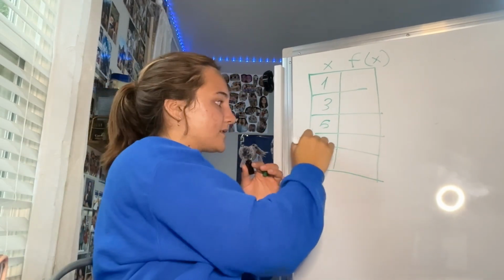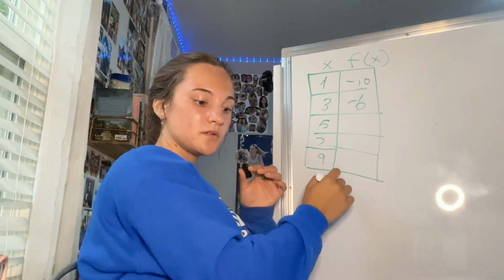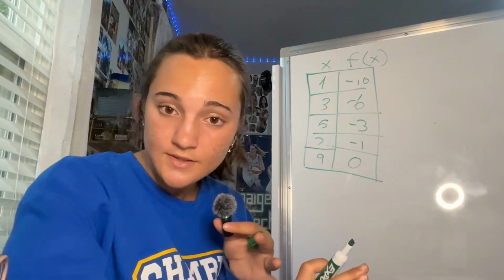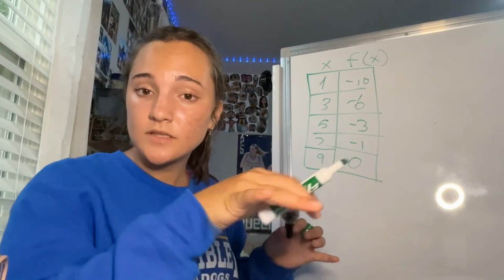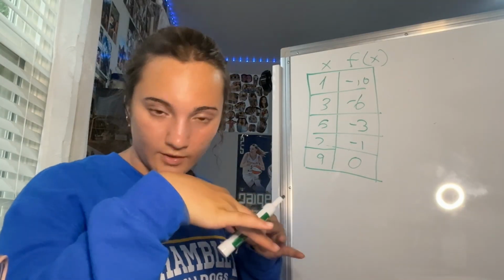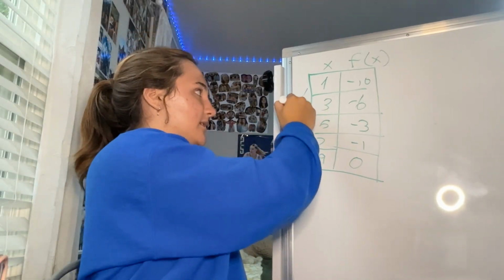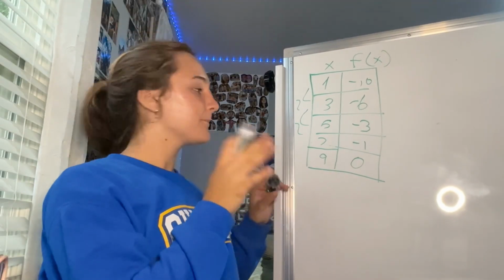We have x: 1, 3, 5, 7, 9, and then f of x: -10, -6, -3, -1, 0. Okay, we're going to do the same first difference, second difference thing, unless the first difference is linear, then we'll stop, okay? Check to make sure these are all increasing. These are each increasing by 2 each time, so we are good there.